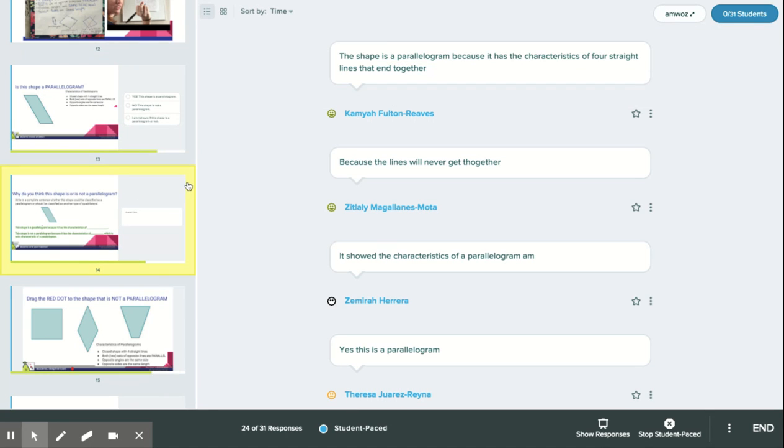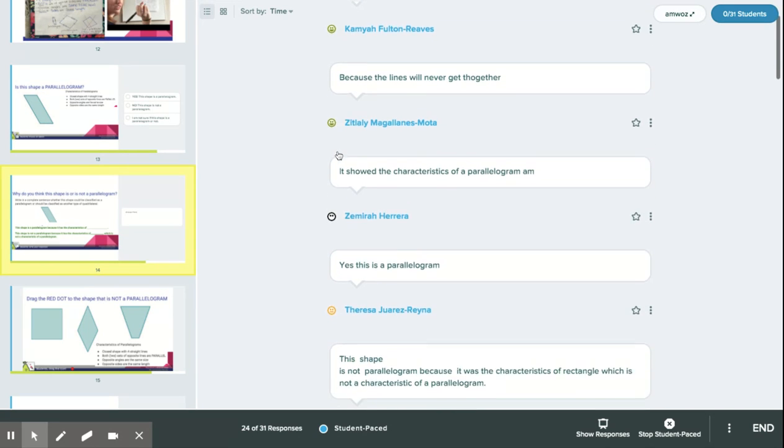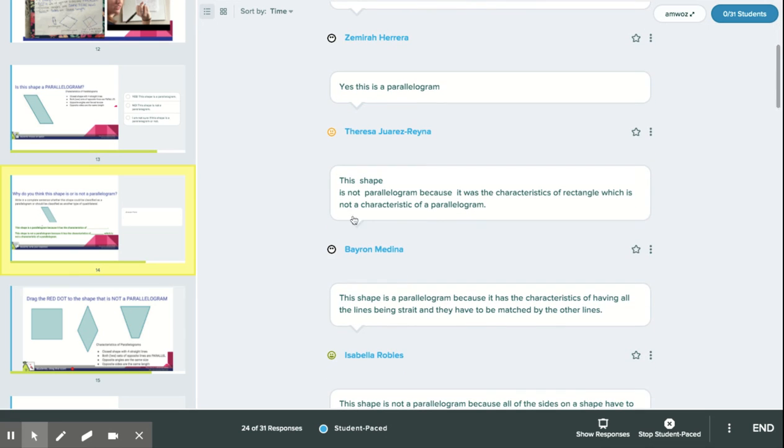The majority said that this shape is indeed a parallelogram. And your answer is tied in those characteristics, especially Ms. Delali saying the lines will never go together. Another way of saying that is that they are parallel. Okay. Some of our answers could use a little bit more of our characteristics to support our ideas, just like we would in literacy.